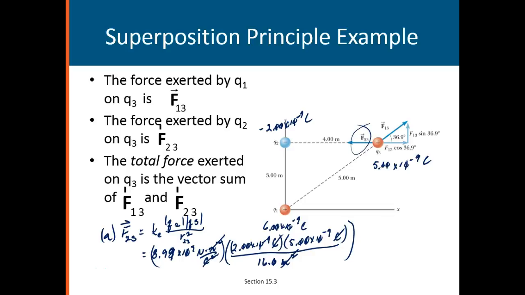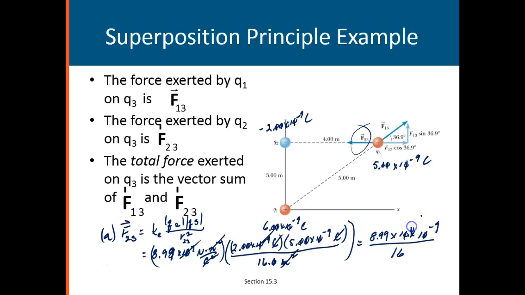So 8.99 EE or EXP 9 times 2 EE or EXP minus 9 times 5. Actually, save yourself some effort. This is so easy to do. This 9 times that minus 9, that's going to cancel out. 2 times 5 is 10. Okay? So basically you have 8.99 times 10 times 10 to the minus 9 divided by 16.